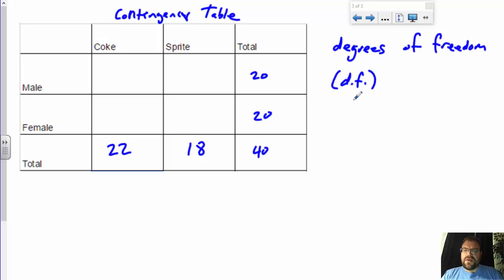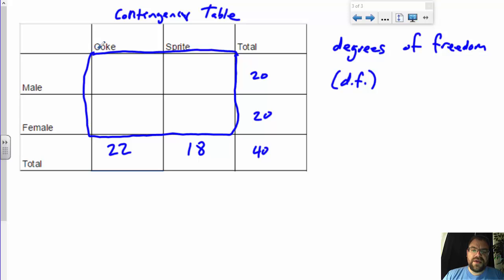So what we're going to do here is write some values inside this table of the actual observed values from the survey. How many males like Coca-Cola, how many males like Sprite, how many females like Coca-Cola, how many females like Sprite. That's important because this part right here is what the contingency table actually is. The totals really aren't part of the contingency table, it's just this bit right here.